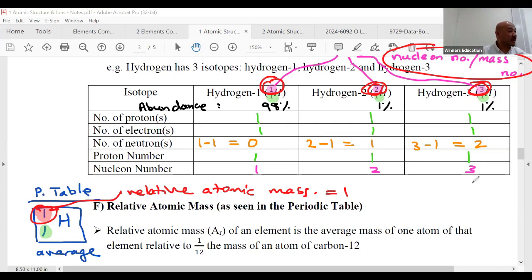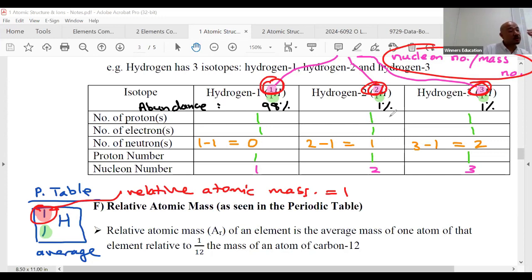Now you can take a calculator and press: 98% times 1 plus 1 times 2 plus 1 times 3, divided by 100%. The average value, take a look. It is 1.000 something, which you round up, it becomes 1. Are you with me, everyone? So what's my comment? Based on this, I think the first isotope, the 1,1 isotope, should be of the highest percentage abundance.